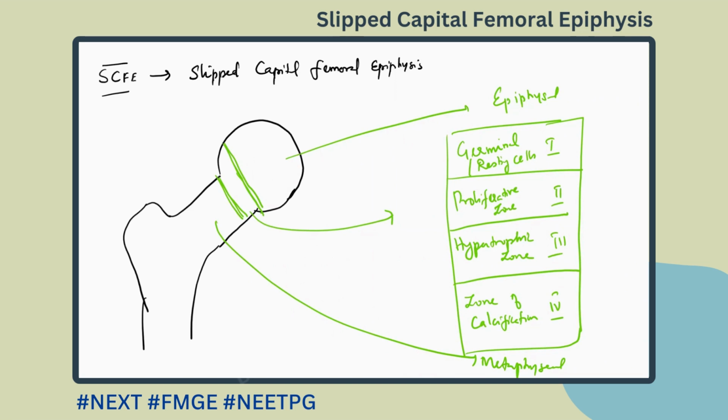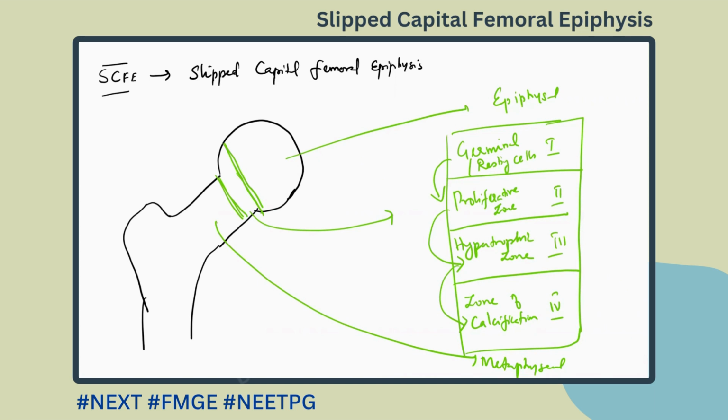Normally when the epiphyseal cartilage is there, cells from the germinal layer multiply to form the proliferative zone. Cells from the proliferative zone increase in size and become the hypertrophic zone. Cells in the hypertrophic zone calcify and form the bone. That is how the bone grows. So cells go from one zone to the other and keep growing.